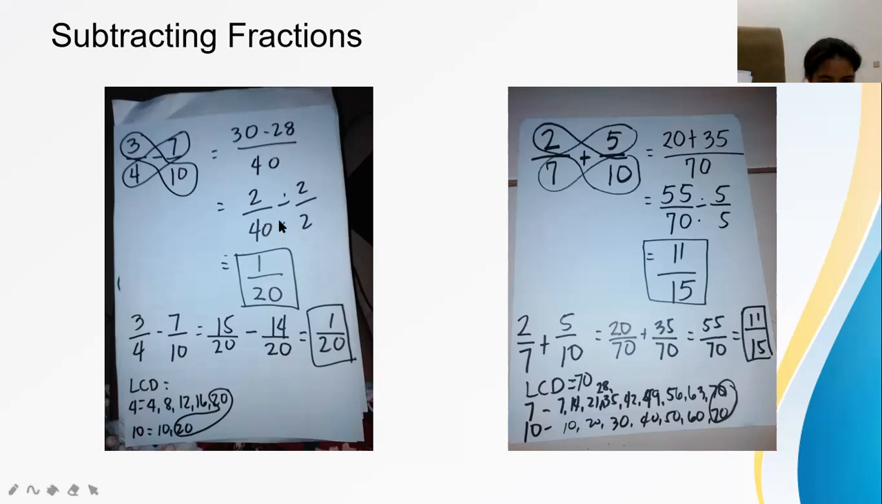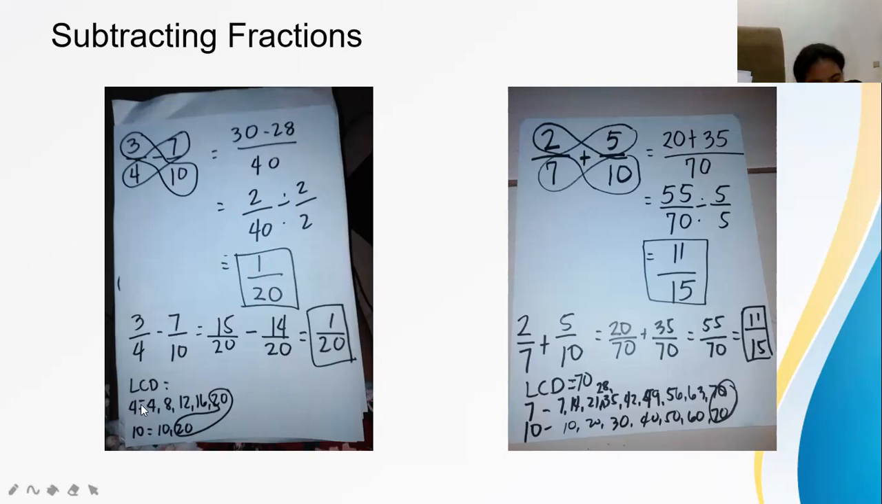Then they can both be divided by 2. So we divide. 2 divided by 2 is 1 and 40 divided by 2 is 20. That's why we have 1 over 20. Okay, that is our butterfly method. How about the method of finding the LCD?